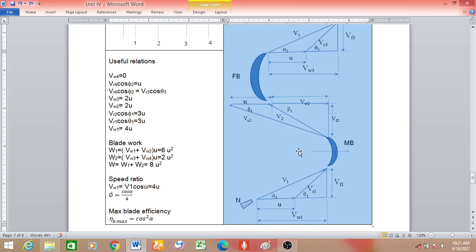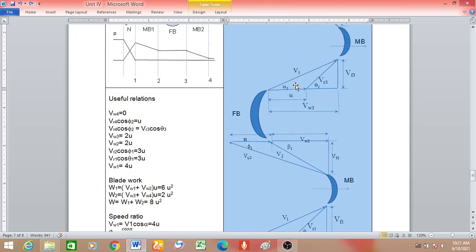Okay. So 1 and 2 refer to inlet and outlet for the velocity quantities. For angles, we have separate symbols for inlet and outlet. So you can see 4 symbols we have used: alpha, beta, theta and phi. Simply you put 1 for this stage. If I put 2, it represents the angle for the second stage. That's all. Okay. So now let us go to the outlet of the fixed blade.